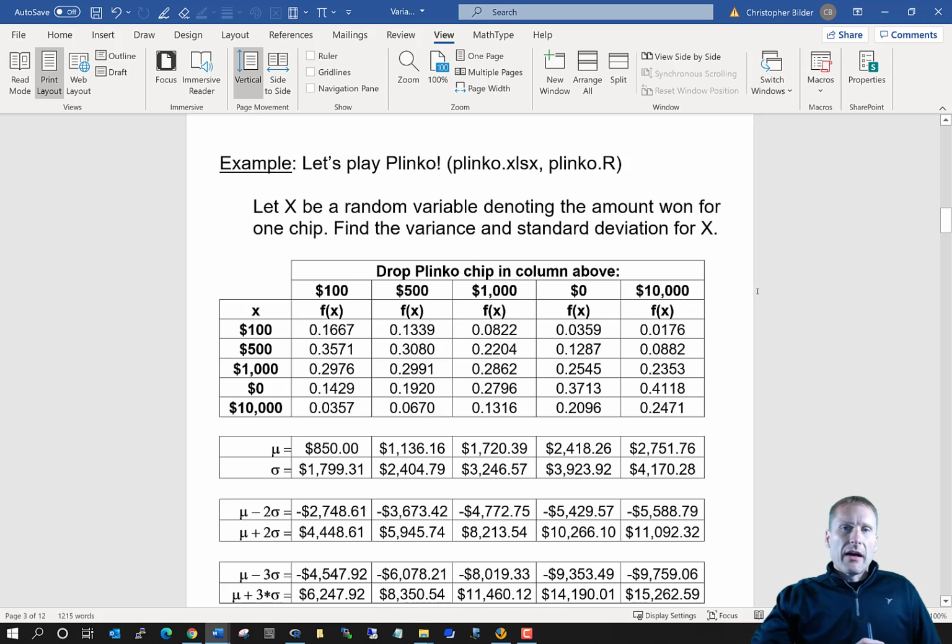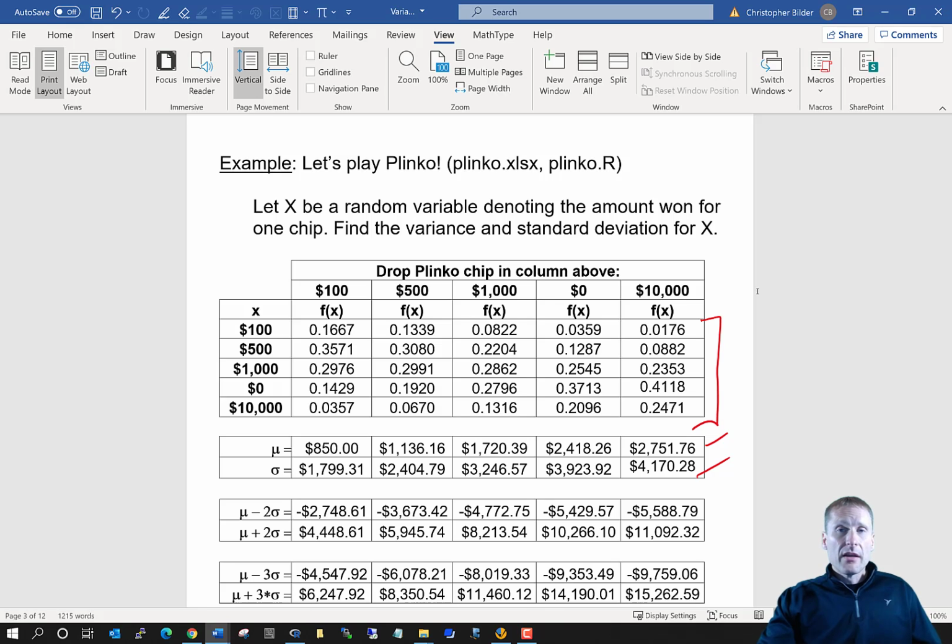So let's talk about how we can do these calculations now. We're going to go back to our Plinko example that we saw before. Here are the corresponding probability distribution functions. We've calculated the expected value of your winnings, the expected value of x. Here's the corresponding standard deviation, sigma itself.